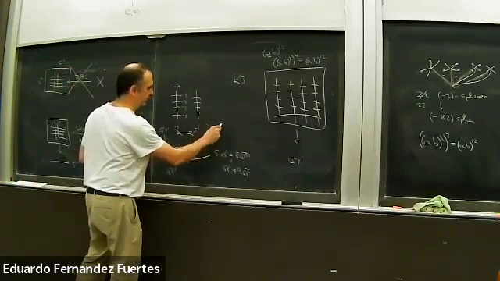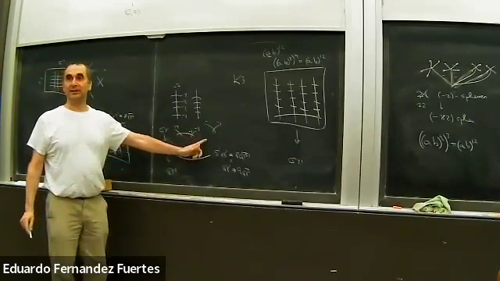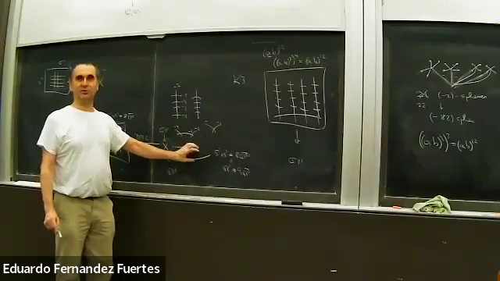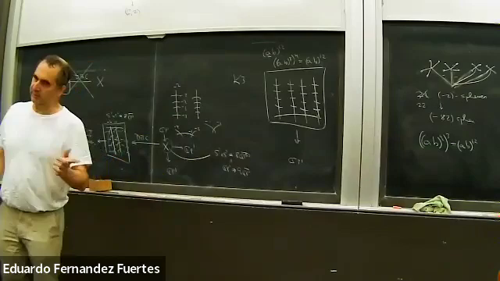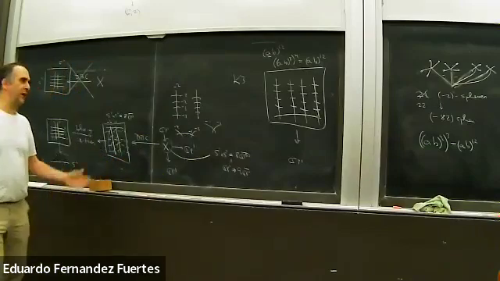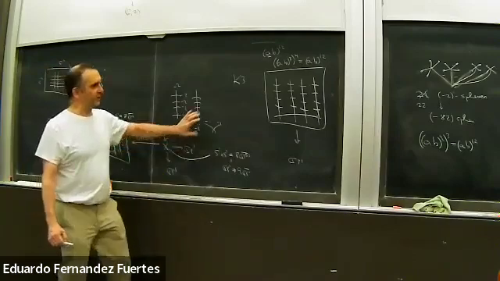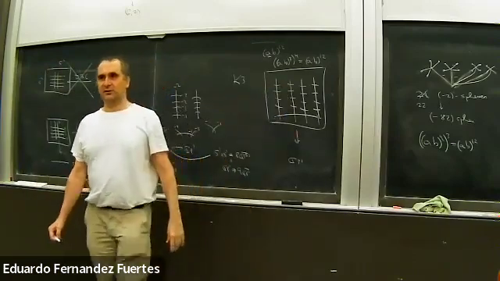You blow down this middle one, and then you have to always choose left or right. If you take an even number of left and an even number of right, you get S2 cross S2, otherwise you get CP2 blown up in one point. So that's only to identify my manifold and to see that if I take twice, then this is exactly my definition of the K3 surface.